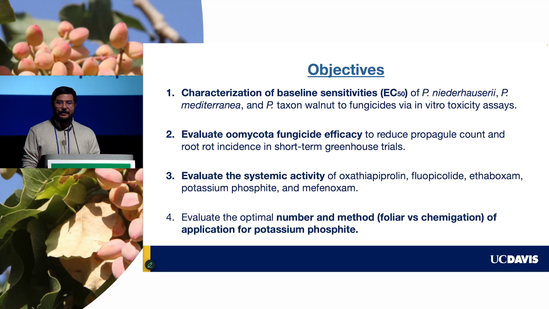What we sought to assess was first looking at baseline sensitivity assays for the 3 Phytophthora species, as well as evaluating the fungicide efficacies in short-term greenhouse trials, also looking at the systemic activity for these different products. And then we also did a couple of experiments looking at the number and method of application for potassium phosphite, because it is the only product available that can be applied as a foliar or as a chemigant.